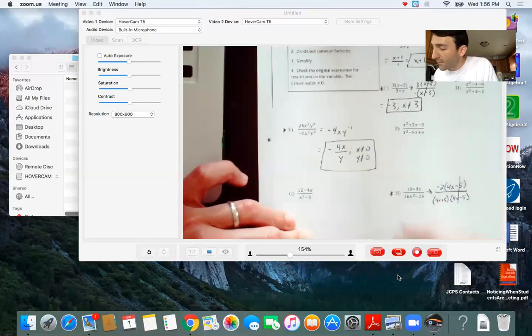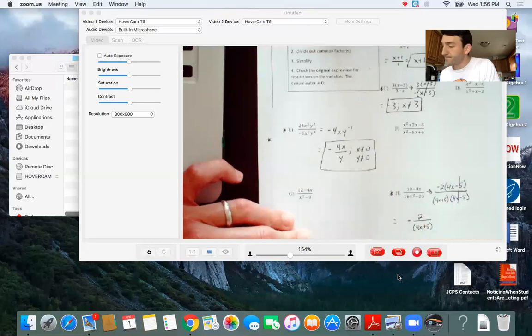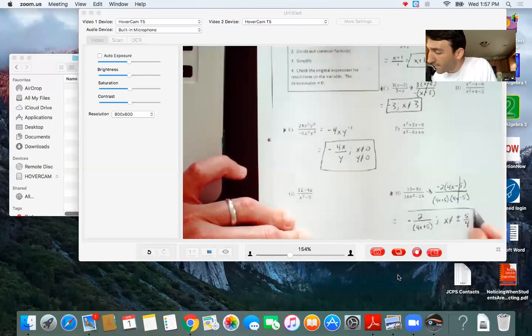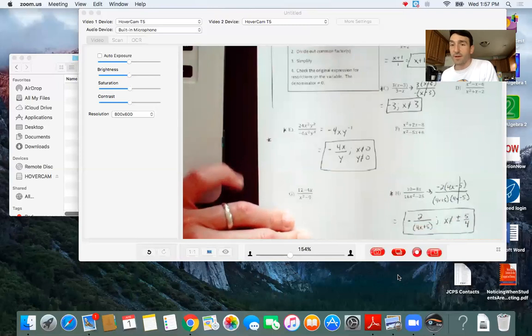All right, so what are we left with? Up top, -2, over 4x plus 5. Our restrictions, we look at this step of the problem to see what our restrictions would be. If we solve this for 0, we would get x equals -5 over 4. This one we get positive 5 over 4. So we just say x can't be positive or -5 over 4, or 1.25 if you like.